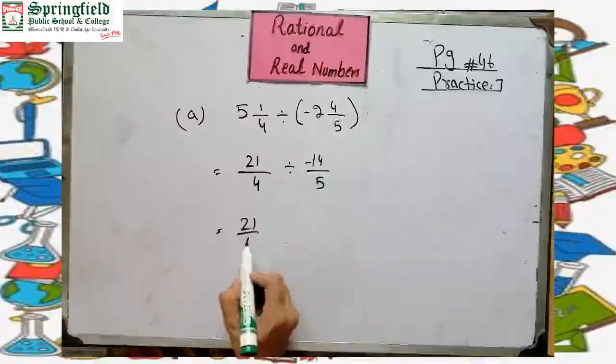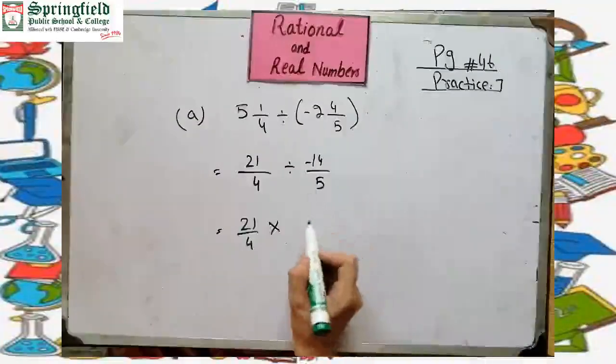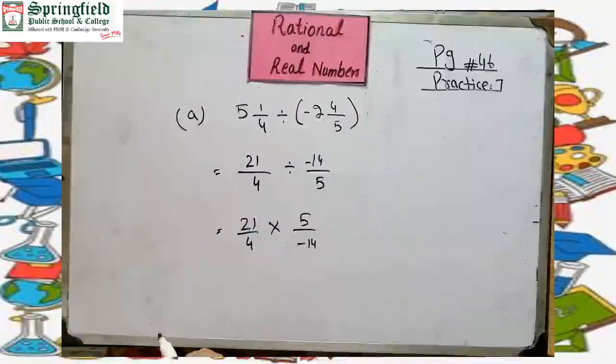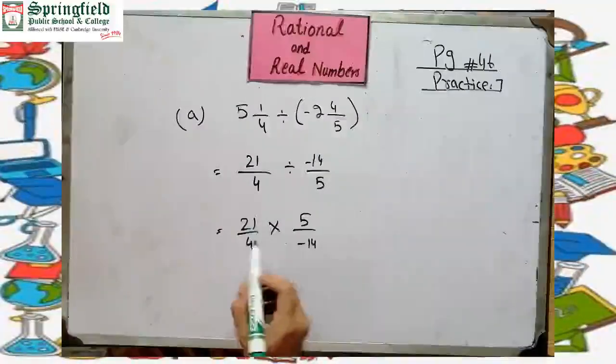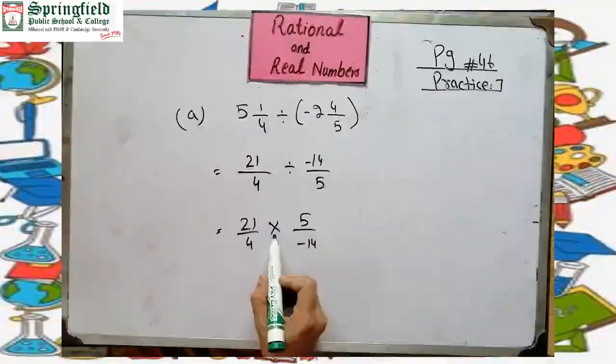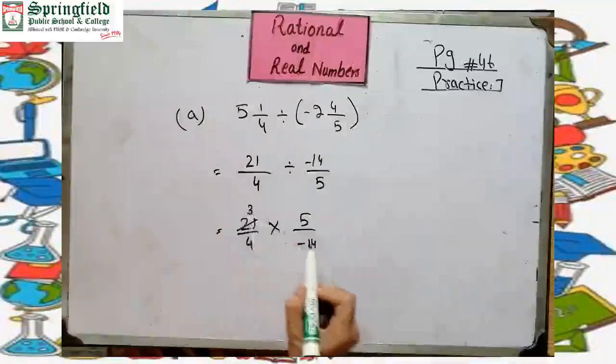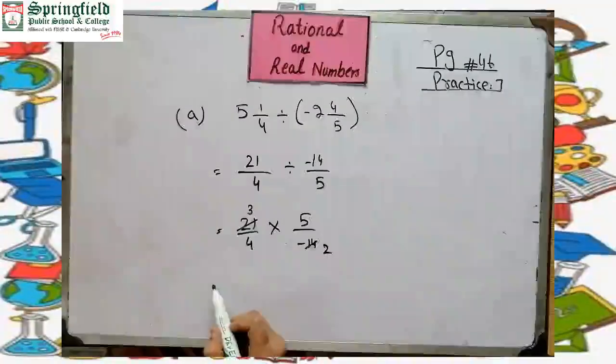Now convert the division into multiplication. The next value will be the opposite, so 21 by 4 multiplied by 5 by minus 14. There are two numbers and they are multiplied, which means a multiplication sign is used here, so we can cancel with the same table. 7 3s are 21, 7 2s are 14.